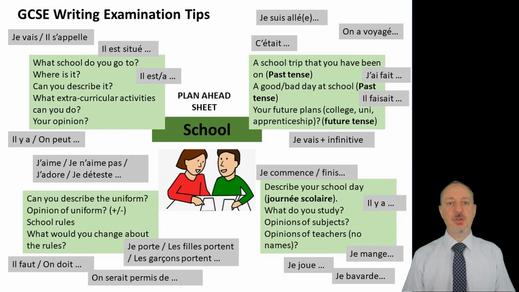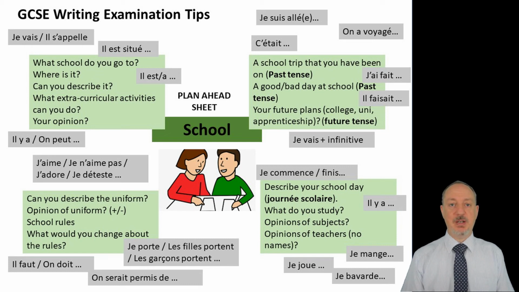Once you've thought about what you're going to write about, the next step is to think about what verbs you might need and make sure they're correct. If you make a mistake on verbs in the exam, that counts as a major mistake. So for example, when you're describing your school, you will need things like je vais to say where you go, il y a to say what there is at your school, il est situé to say where it is. So as you can see from the slide, that's what I've done for all of the topics. You need to do the same.